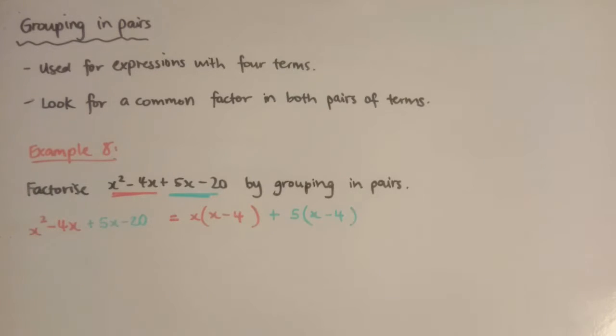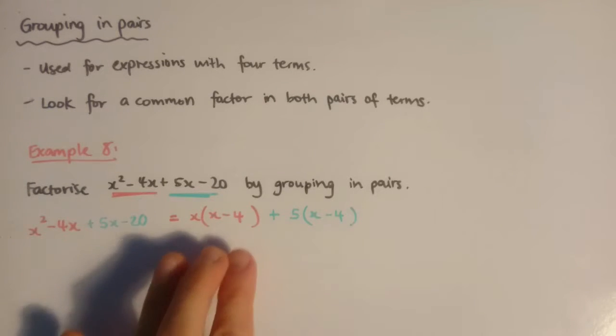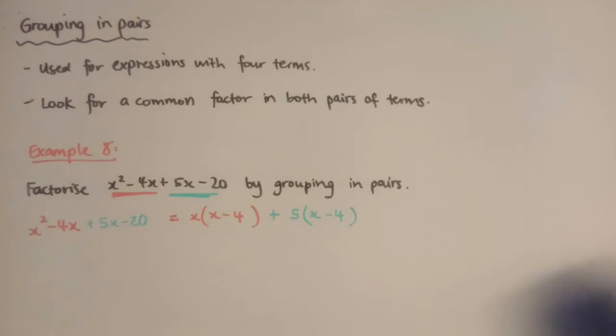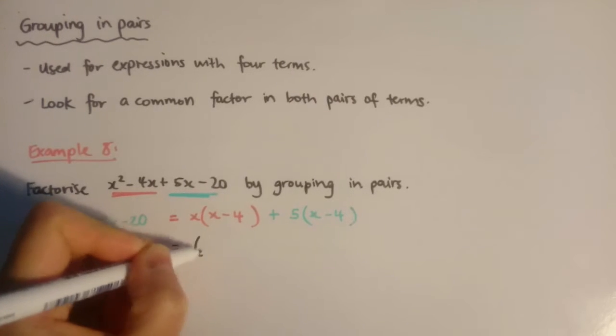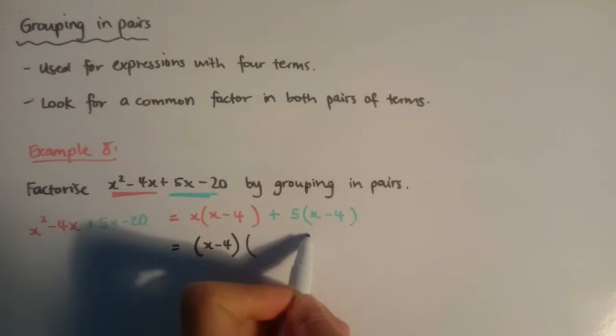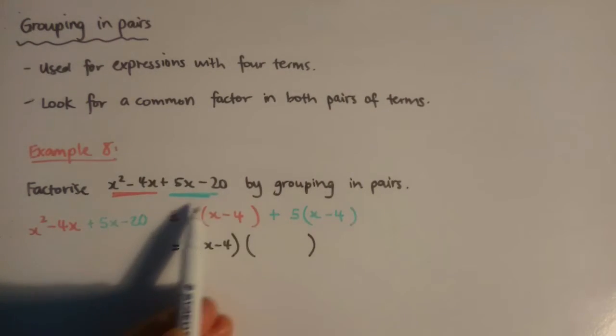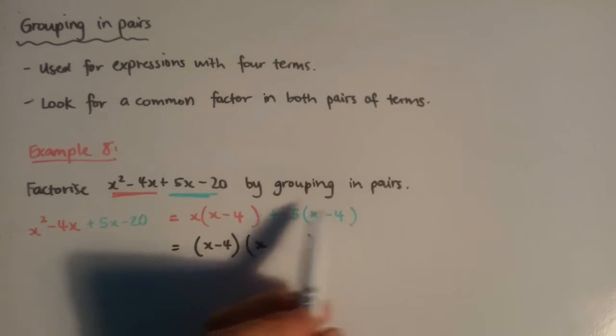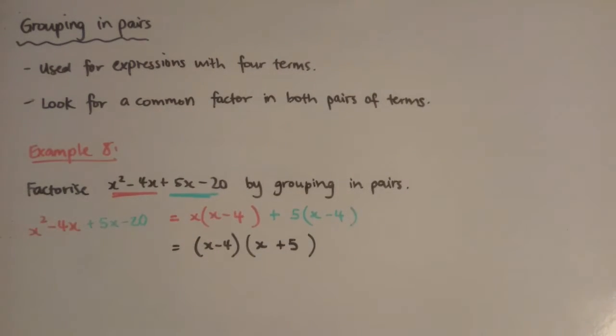If you're grouping in pairs, it's really important that these two binomials are the same, because what we're going to do now is take out a binomial factor, exactly like we were doing earlier when we were looking for our highest common factor. Our highest common factor between this red one and the green one is the binomial. So we're going to take this out the front. It's x take 4, and what's left inside the brackets from this term is x. What's left inside the bracket for this term is plus 5.